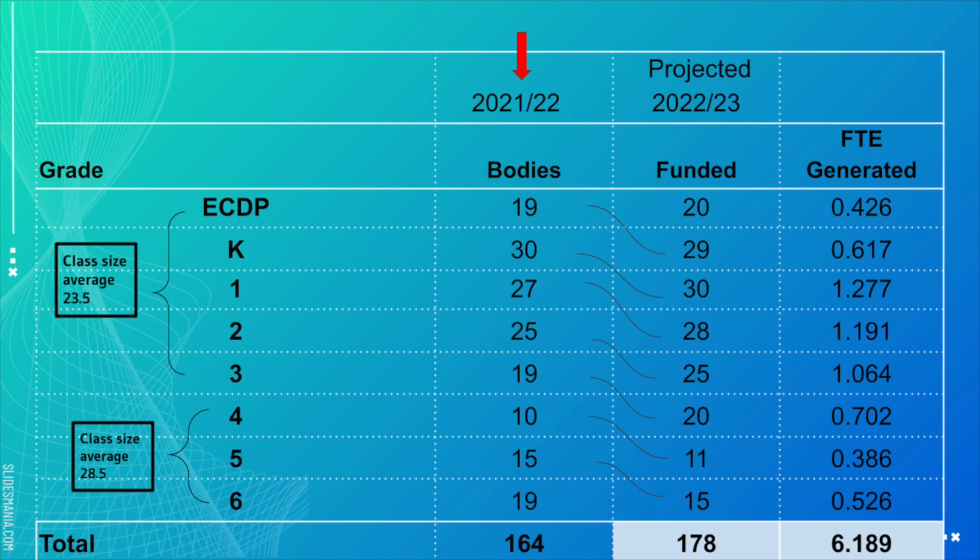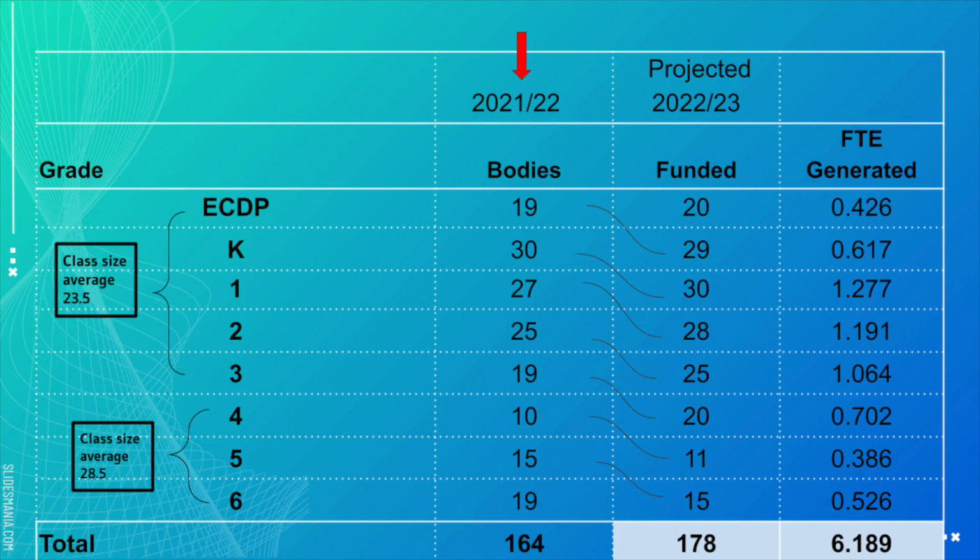So that's our projection. So when I meet as a principal with the business and finance superintendent, he says, okay, it looks like you're projecting 178 students. And based on that and the average class size, which I've listed on the far left, here is what you get for teachers. And where it says FTE generated, that is what I get for teachers for each of those classes next year. So I have a 0.4 ECDP teacher, a 0.K kindergarten, and so on and so on and so on. At the bottom, that adds up to about 6.2 teachers.